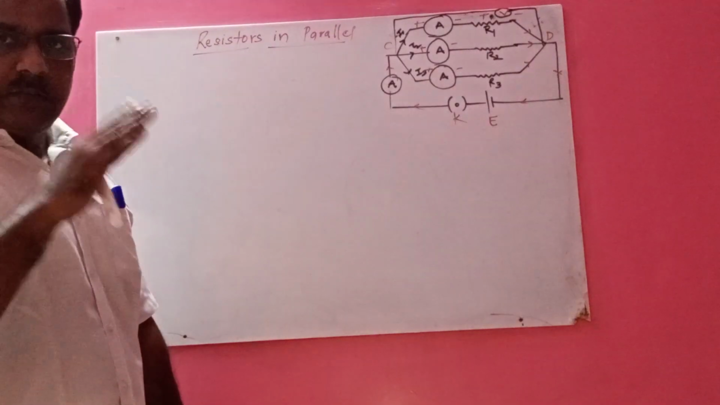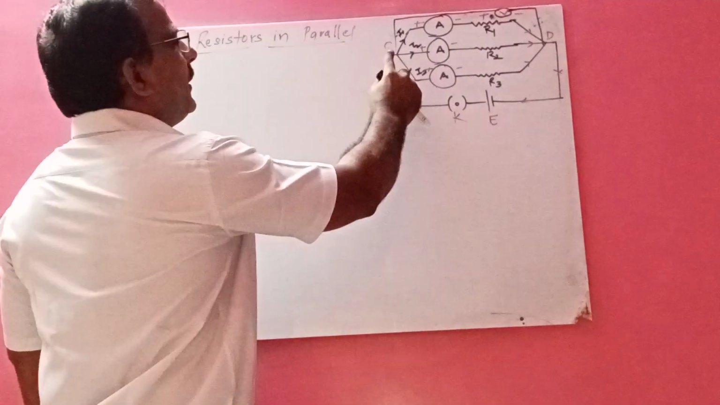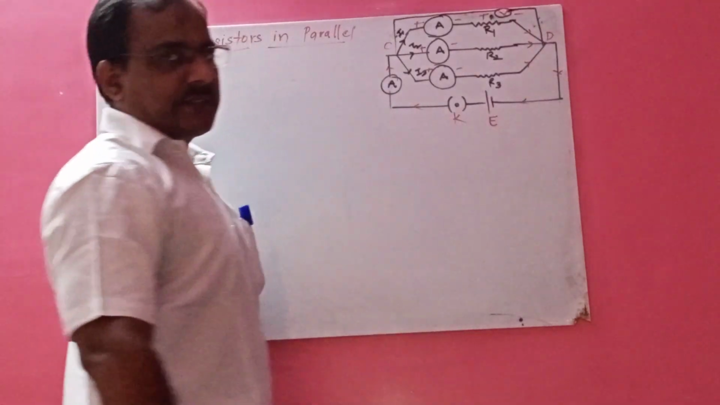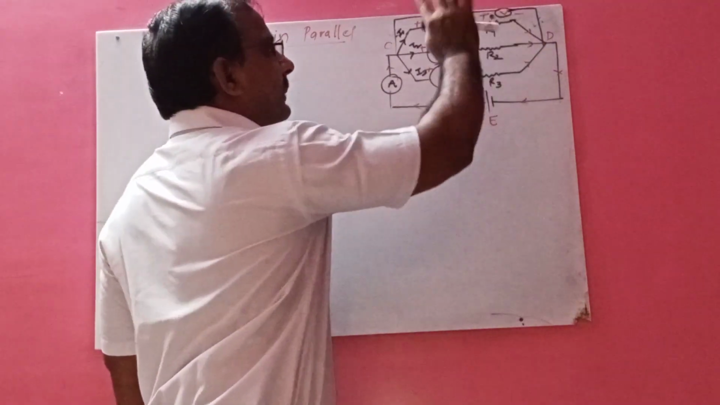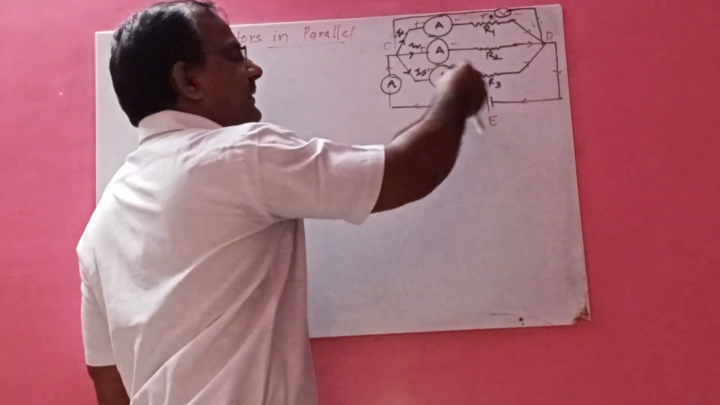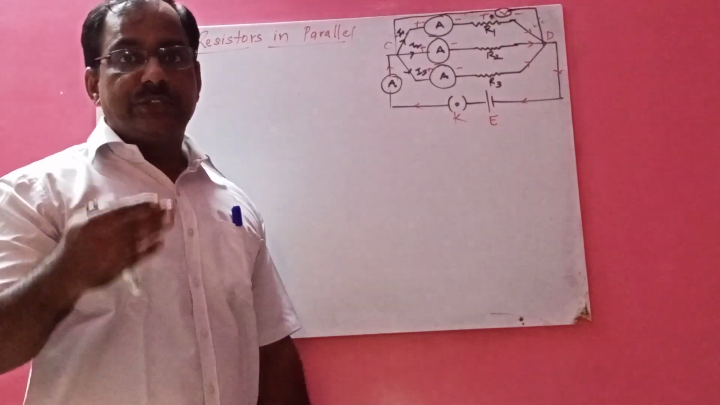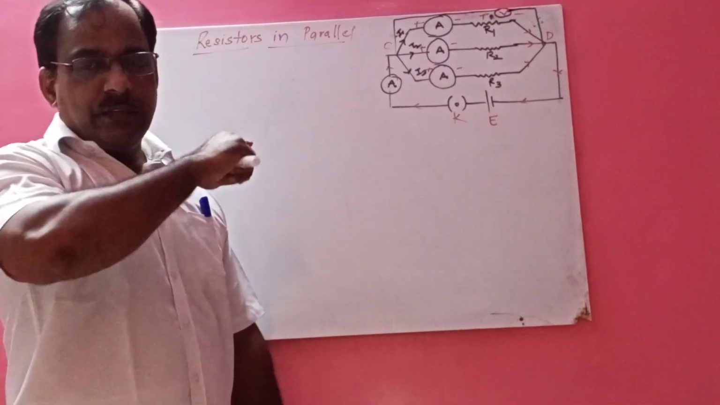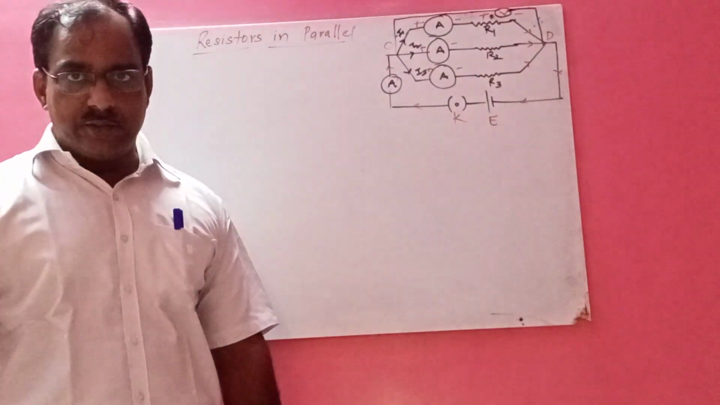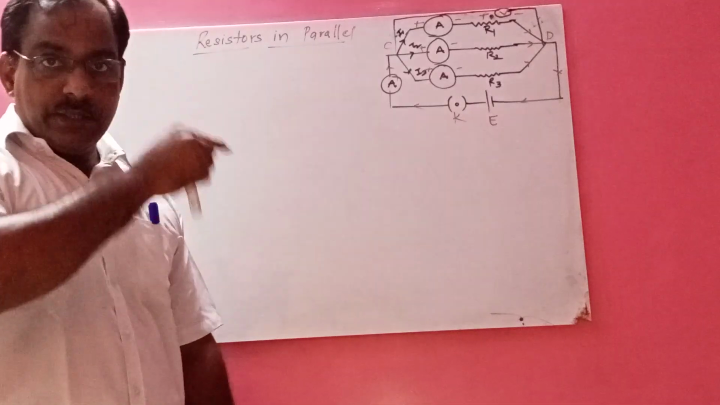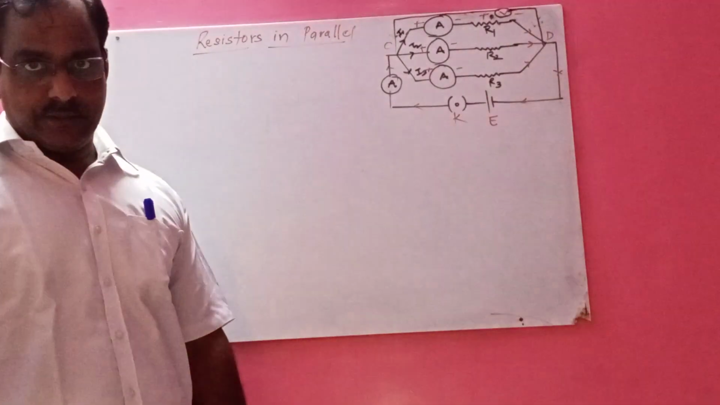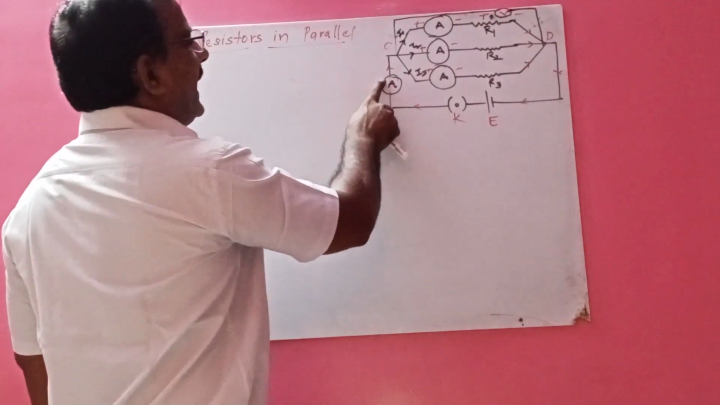Now the difference between these two is what? If you see, between the terminals C and D, only one voltmeter is connected. The meaning of this is all these three resistors have the same potential difference. In the previous case, all the resistors had different potential difference and the same current. But here we have the same potential difference and different current. Means you can see this is the ammeter.